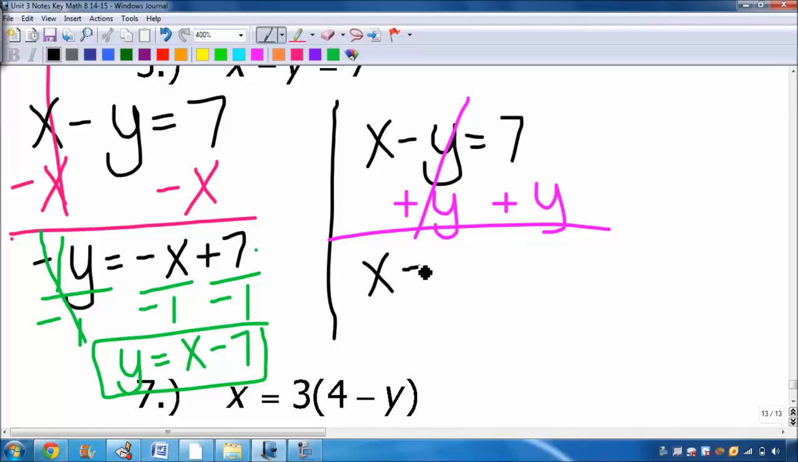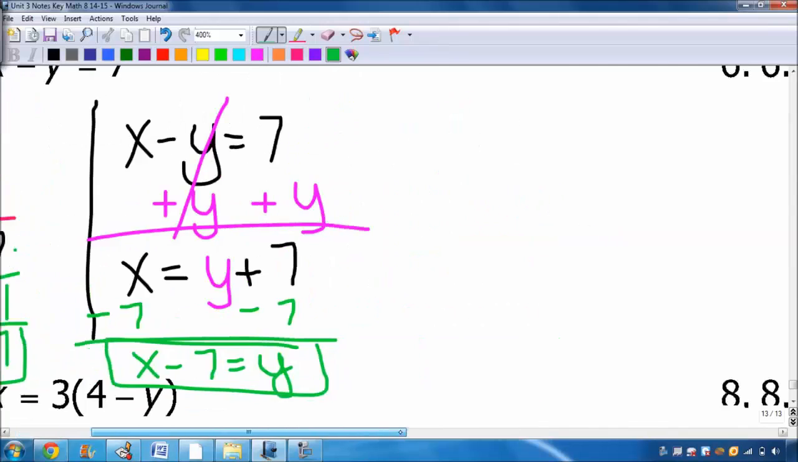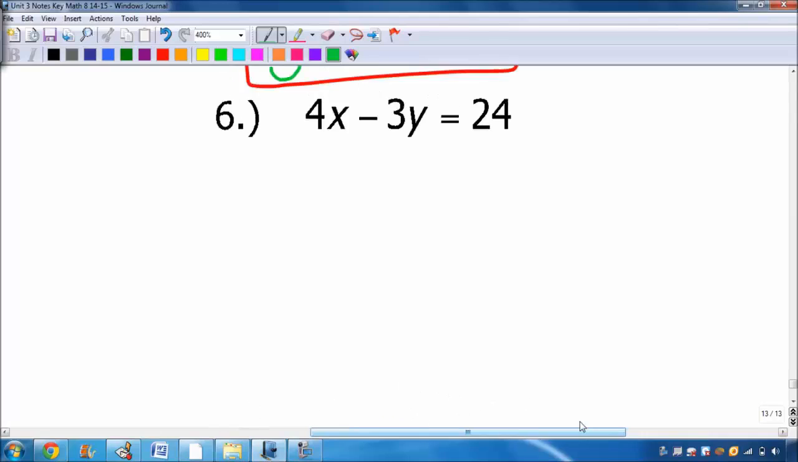So I end up getting x equals 7 plus y, or y plus 7. It's your choice how you want to write it out. Now all I have to do is get rid of this 7 by subtracting 7 from both sides, and you end up getting x minus 7 equals y, which is the exact same equation as y equals x minus 7. Okay? Alright, so then let's look at number 6.